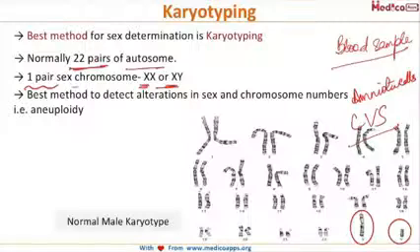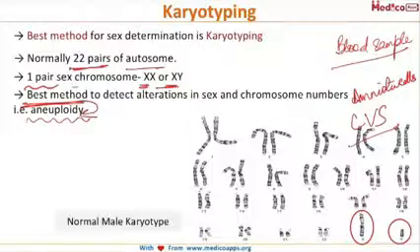Now this karyotyping is giving you the entire chromosomal pattern of any individual. So if there is any aberration in this chromosomal pattern, you can know that by karyotyping. So what is the aberration in the chromosomal pattern called? It is called aneuploidy. So this karyotyping is also the best method to detect aneuploidy.